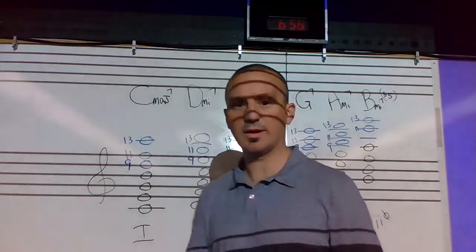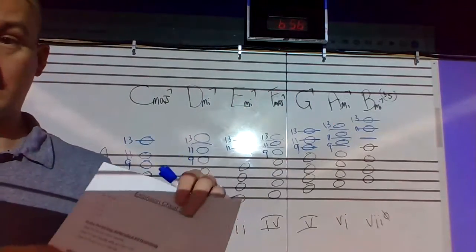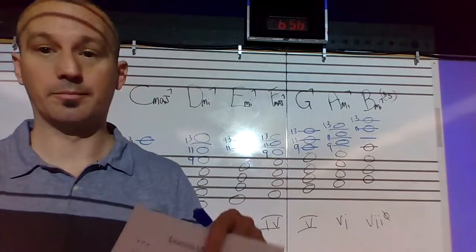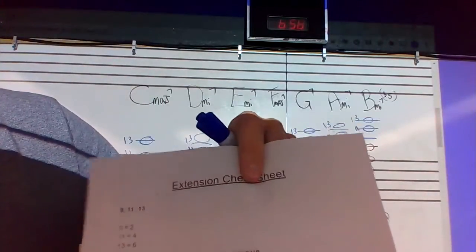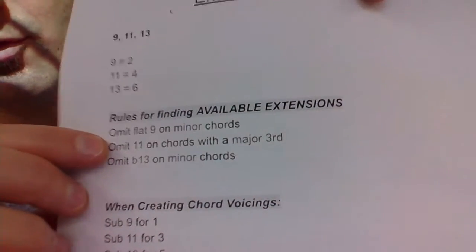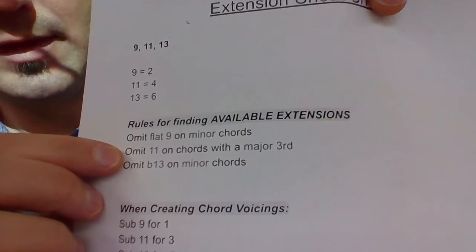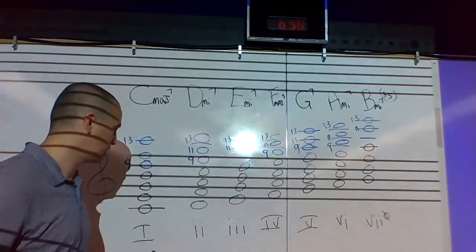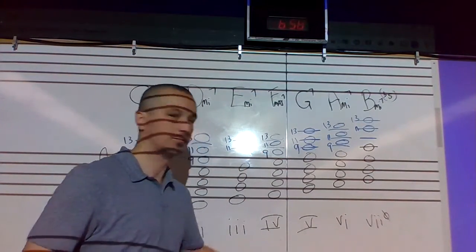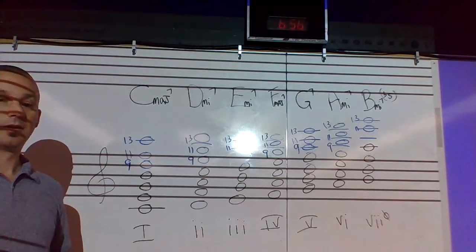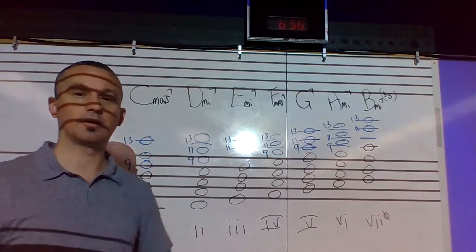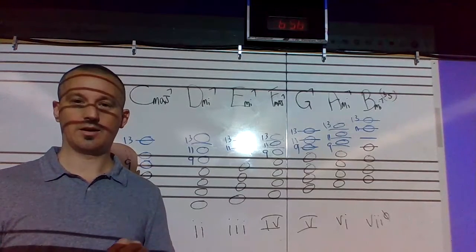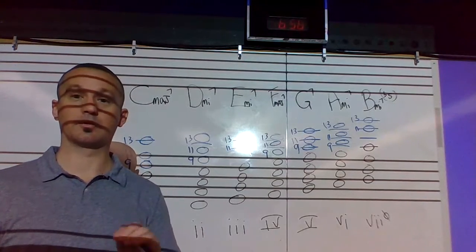Okay, rule number 1 down. We made it all the way through. So you can see I just systematically go through each of the minor chords and inspect them. Next, omit the 11 on chords with a major third. So which chords have major thirds? All of the major chords. There are 3 of them. So I want you to pause this video, go through and omit the 11 on all of the major chords, or the chords with a major third.